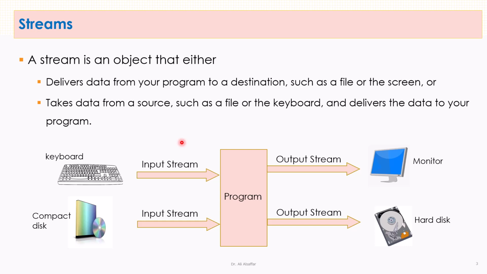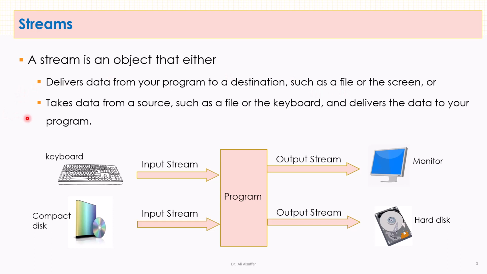And we said that errors were exceptions and exceptions were objects created from classes. Similarly now for streams, a stream is a concept. It is an object that we create in our program to handle input and output streams. It is used in our programs for two purposes. The first purpose, it is used as an output stream, so it delivers data from your program to a destination, and this destination can be a monitor, hard drive, or even a file.